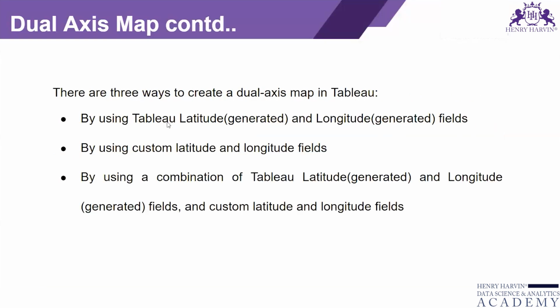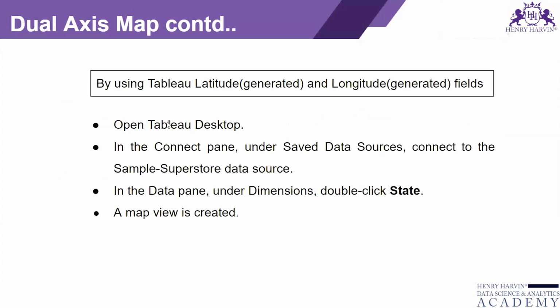There are three ways of creating a dual axis map in Tableau: by using Tableau's latitude and longitude fields, by using custom latitude and longitude fields, and by using a combination of Tableau latitude and longitude fields and custom latitude and longitude fields. First is using Tableau's latitude and longitude fields.